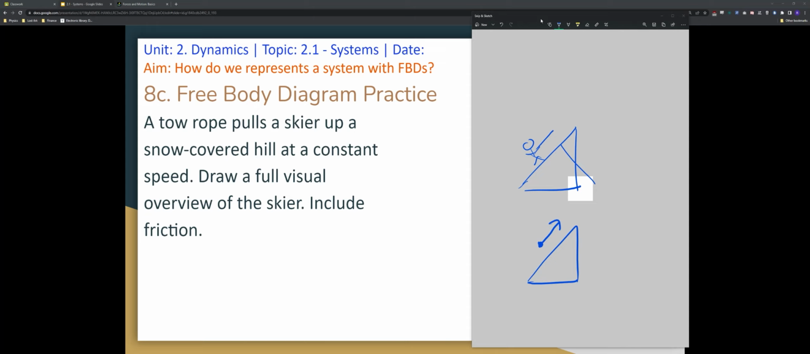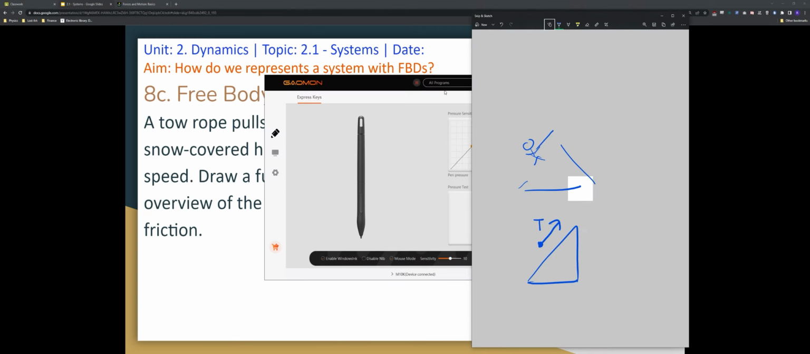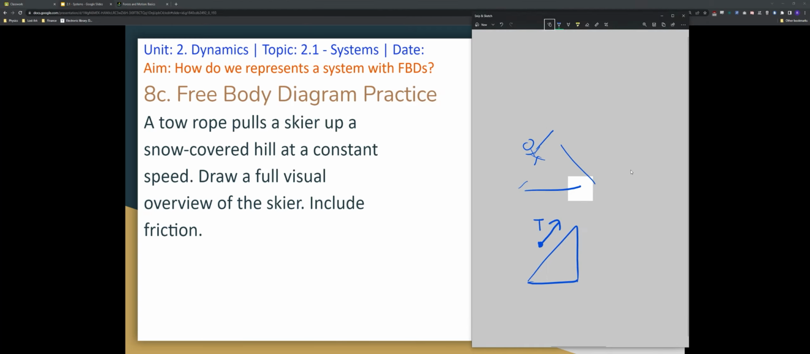So there's the tension force pulling the skier outward because it's being pulled by a rope at constant velocity. So you know this object is in equilibrium. You also know that there's a force of friction acting in the opposite direction because, again, this person is traveling at constant velocity, which means this person is in equilibrium. There's a force of gravity acting downward on the person. And there's a normal force acting this way.